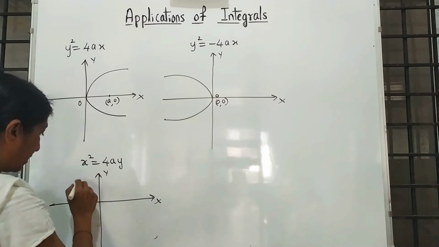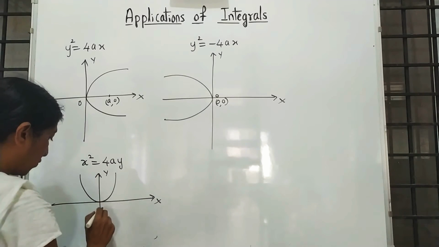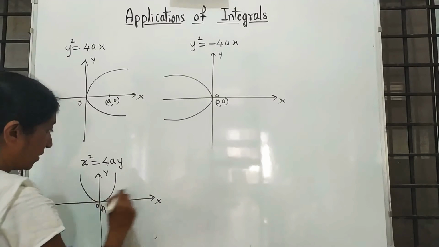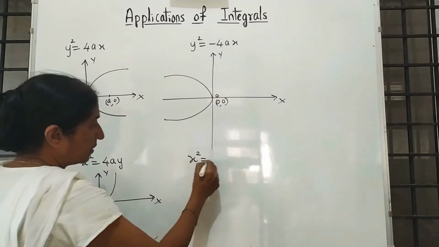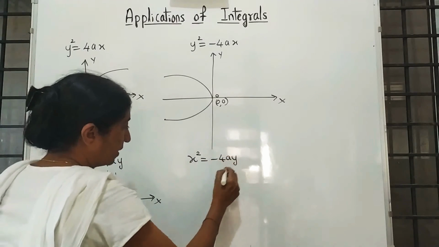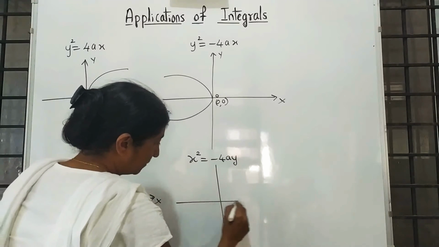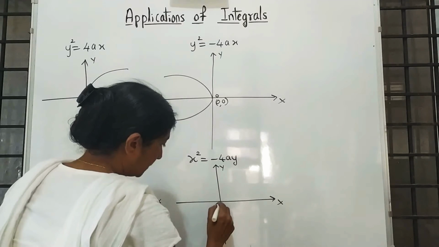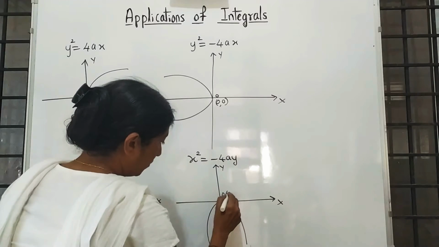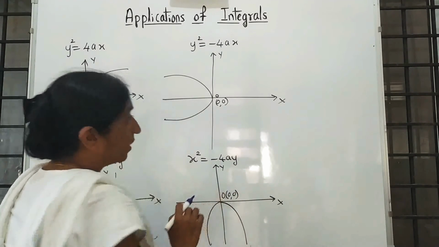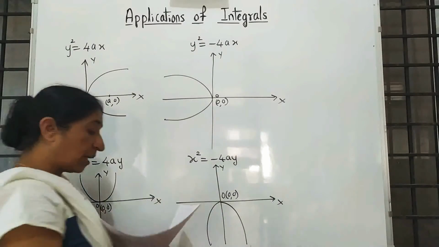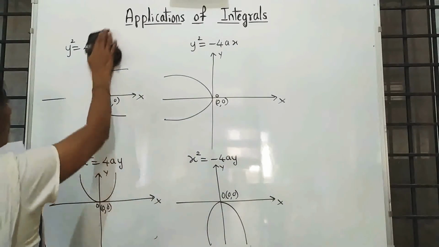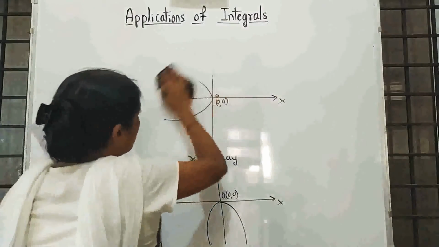X square is equal to 4ay opens upwards from the origin, and x square is equal to minus 4ay opens downwards. This is the origin. And after this, something we have to learn about the straight line. That is also important.